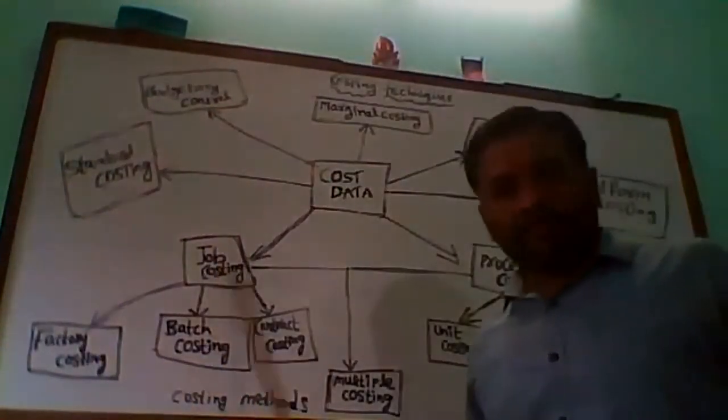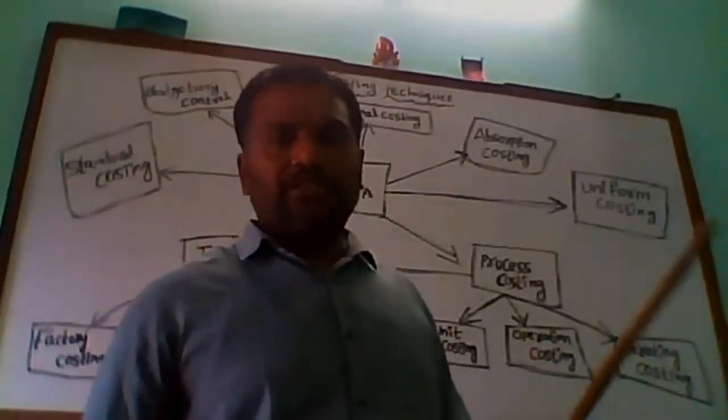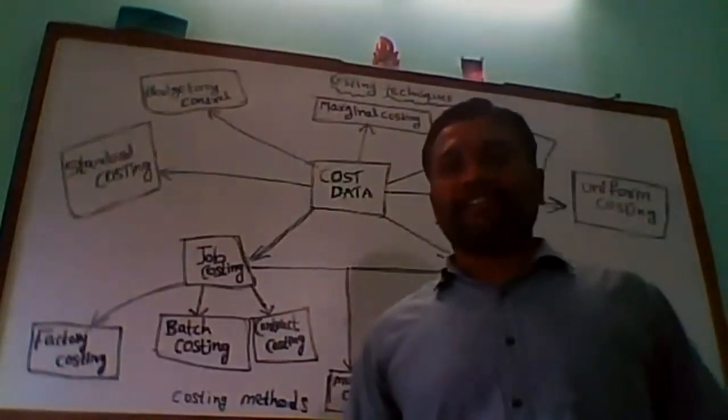So the cost data is divided into two types of cost accounting that we are going to learn. That is job costing, and the other one we call process costing. So we have learned that the job is a small one and the contract is a big one.